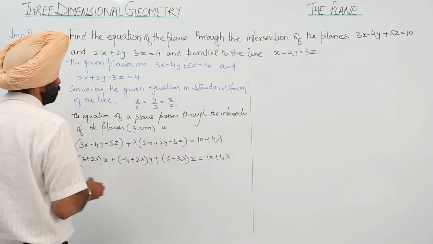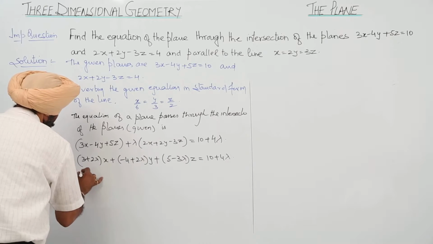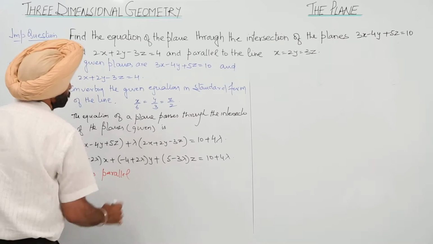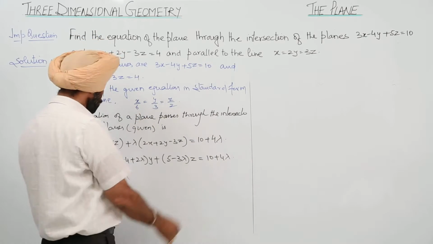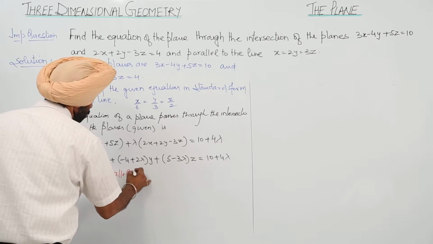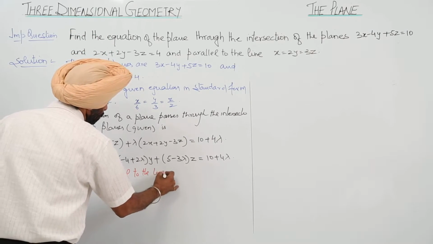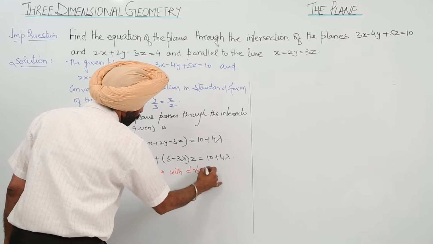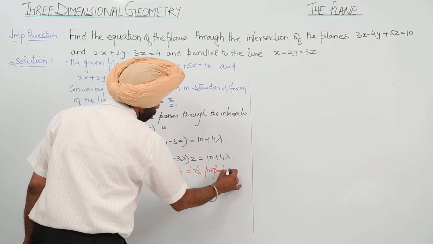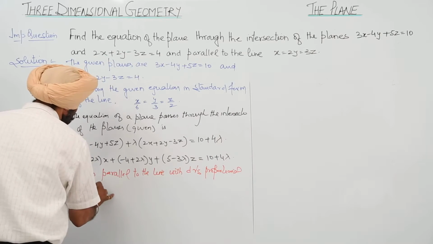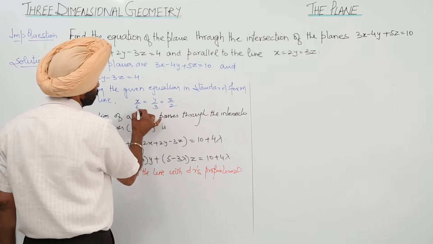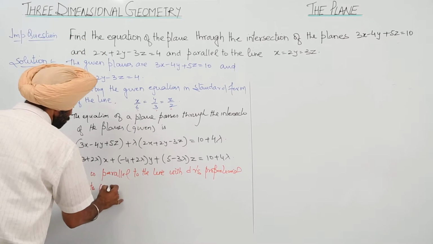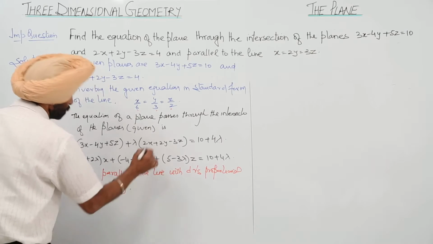Now, the plane is parallel. It is already given that this is parallel. So, the plane is parallel to the line with direction ratios proportional to, from what we have got, 6, 3 and 2.